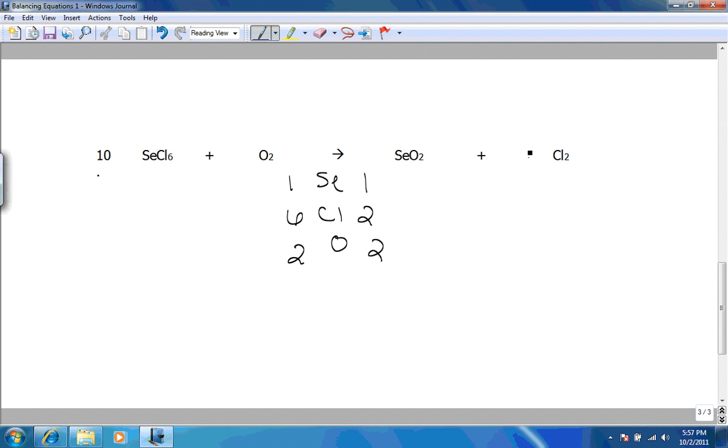If we multiply this by 3, that'll balance itself out. And then the oxygens are already balanced. So all you had to do is add that 1, 3. So the answer is 1, 1, 1, 3. And that is the end of the first balancing equations worksheet.